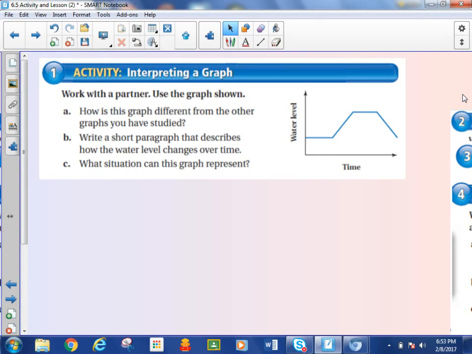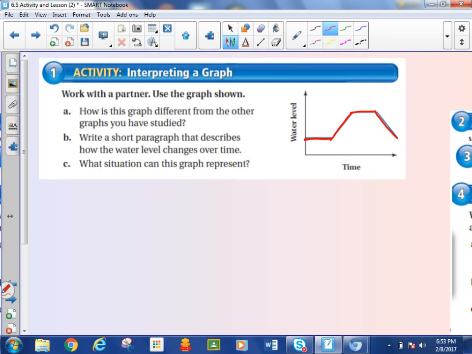Letter B says, write a short paragraph that describes how the water level changes over time. So here we have our water level, and it looks like at this point, the water level stays the same. Okay, so once again, I'm going to verbally do this. You can go ahead and write out, it doesn't have to be a paragraph, but just kind of summarize what's going on. So we have a constant level of water. It then increases at a steady constant rate. It then maintains the water level, and then it decreases at a constant steady rate.